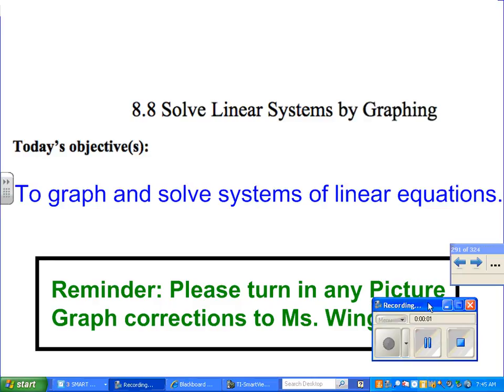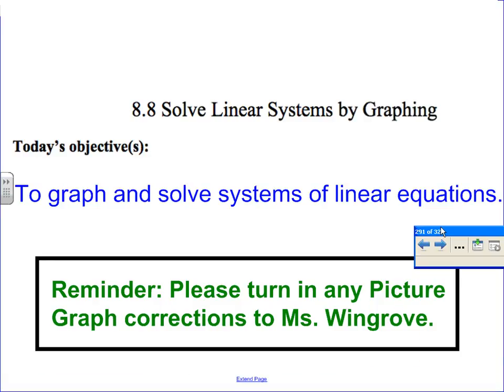Okay, our objective today is to graph and solve systems of linear equations. So we're going to go back to graphing today, as well as the next lesson. Those are the last 2 lessons of this chapter. But I'd like to start with your warm-up to make sure you're okay with writing equations without seeing a graph.